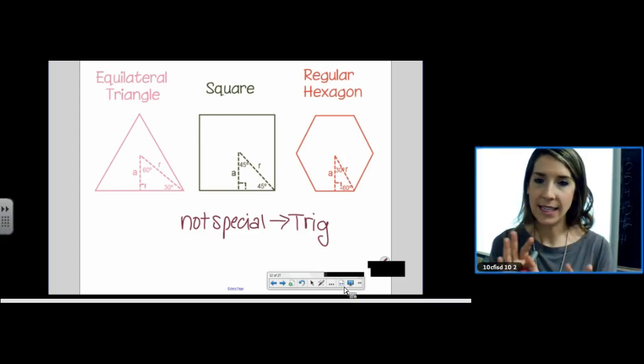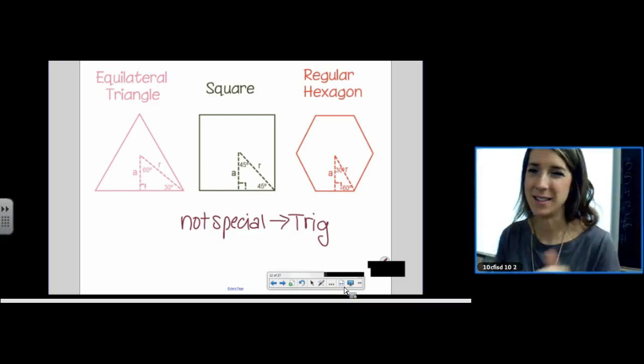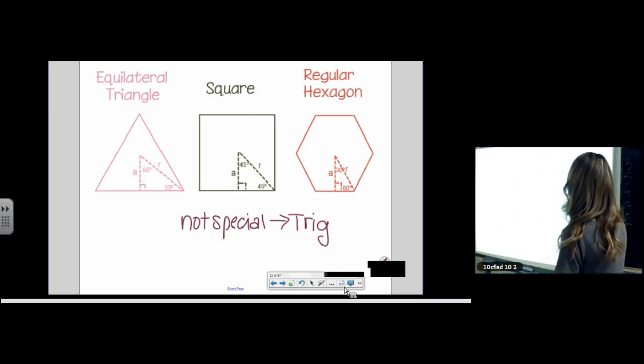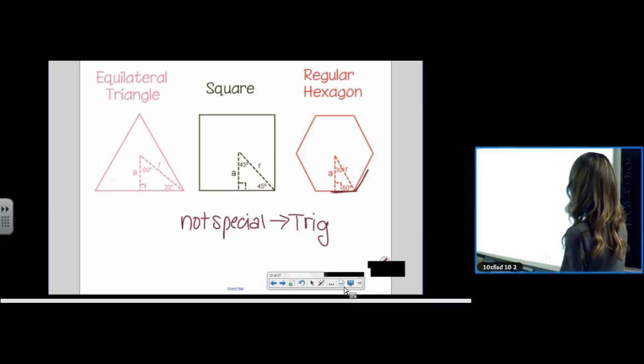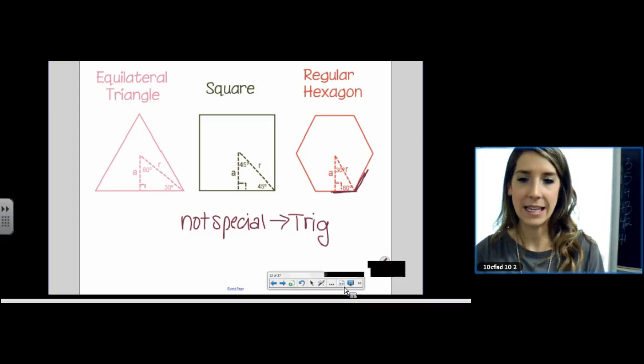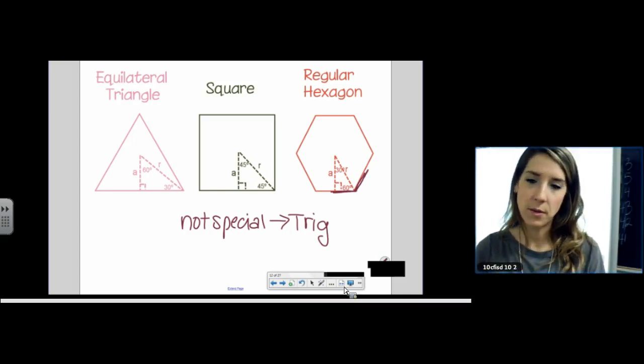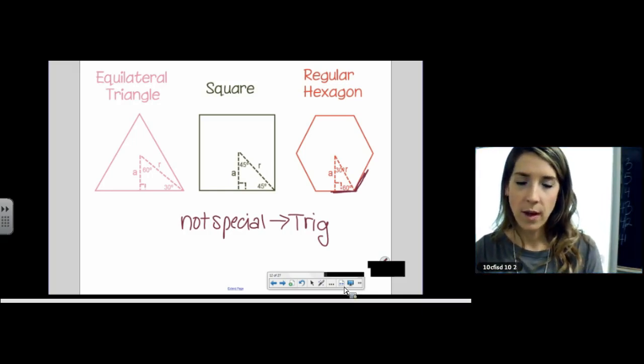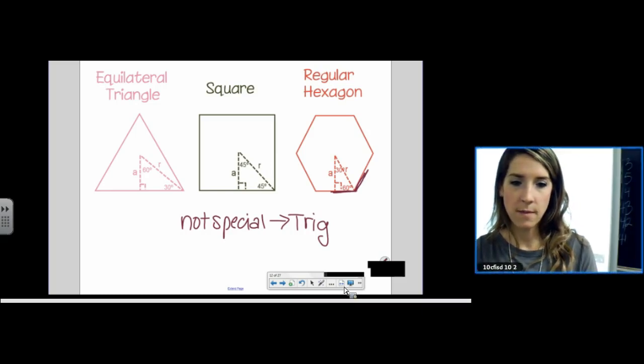Notice where the 30 and the 60 are in the equilateral triangle and the hexagon, because students get mixed up where to put those angle measures. To me, it's like common sense, right? Because in this hexagon, that's an obtuse angle. You divide an obtuse angle in half, you don't get 30, you get 60. So anyways, you're writing these down, drawing them.